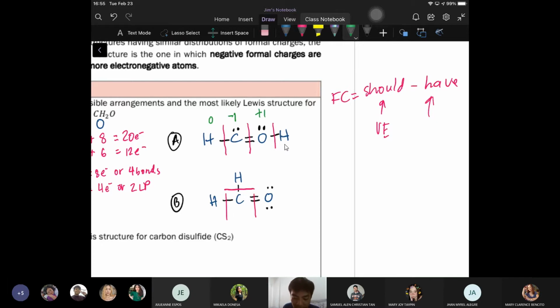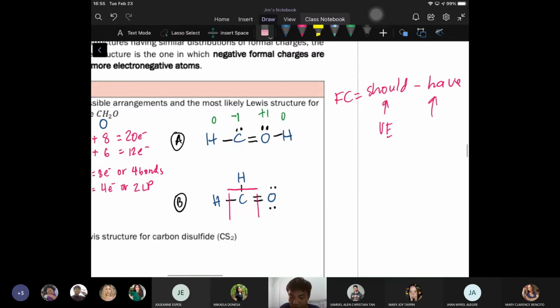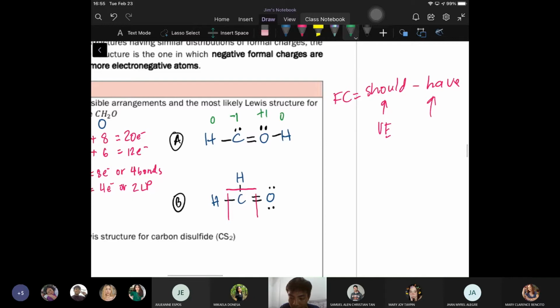How about hydrogen? So, hydrogen, that's 1 minus 1, or 0. Okay? So, that's the formal charges of each atom for letter A. How about letter B? Okay?